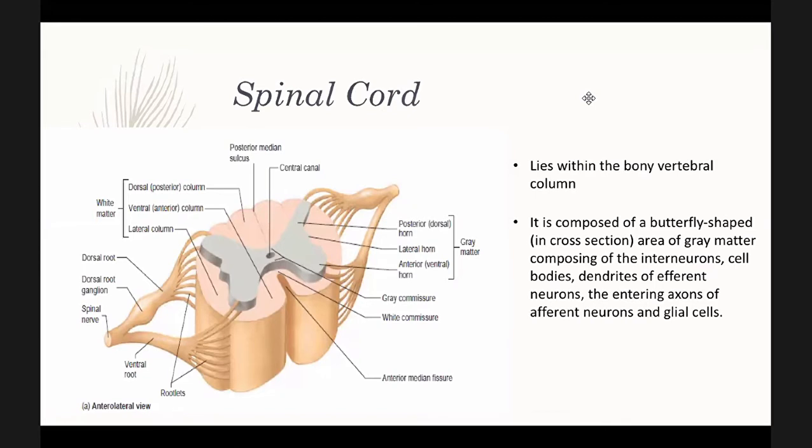It has a dorsal horn, lateral horn, anterior horn. So pag white matter, it's divided into dorsal column, ventral column, and lateral column. So you see by the term lang column at saka horn, nagkakaiba sila in terms of gray matter or white matter.